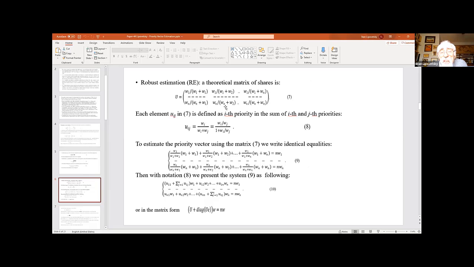That is the robust estimation. Actually here, from the original theoretical priorities W, we can go to their shares U, which is the share of priority for item I in the two priorities of items I and J. So we can reconstruct the Saaty matrix into this new matrix of shares of priorities.